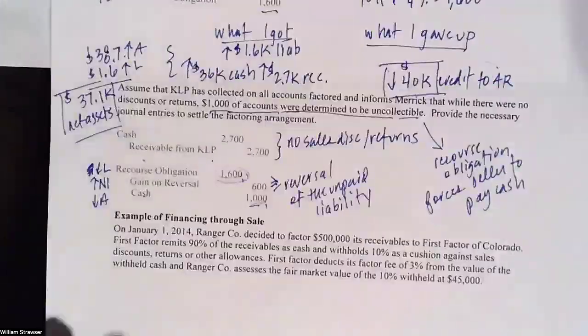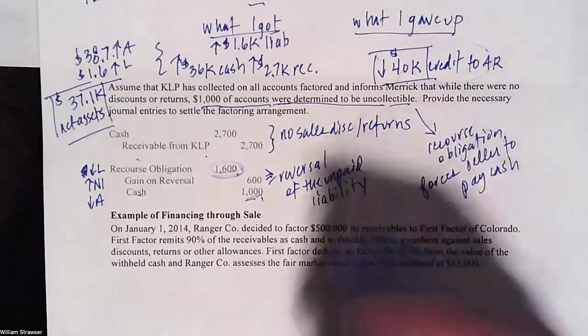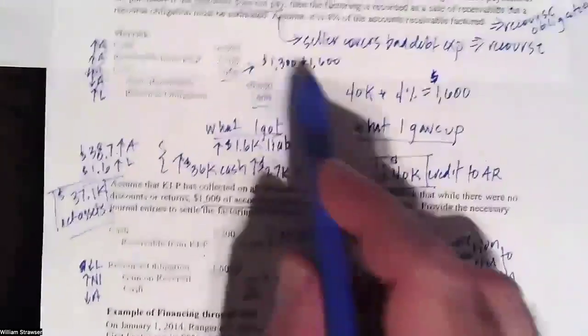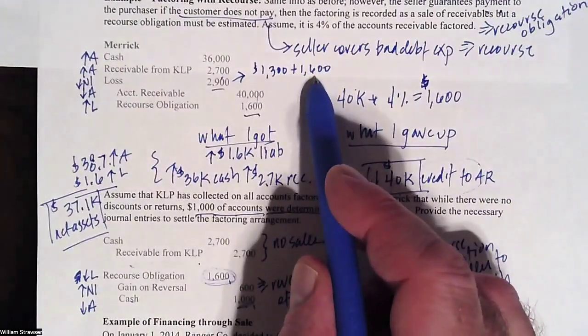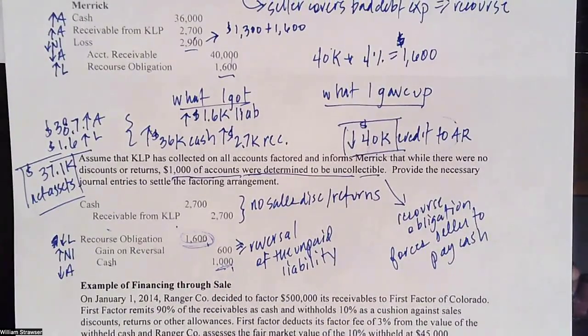After we did some fact checking, right? The reality sets in. We didn't have to use all 1,600. We actually only used 1,000. Well, then 1,600 was too much of a loss to recognize. So we reverse 600 of it with a gain.